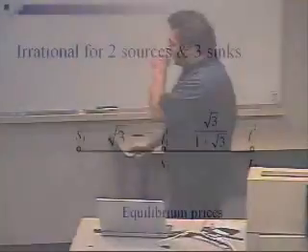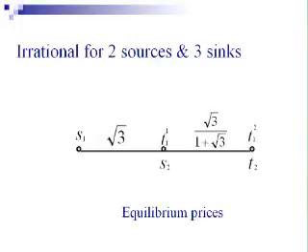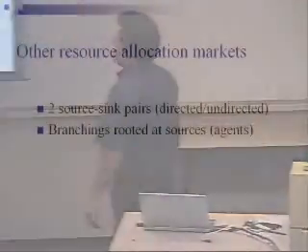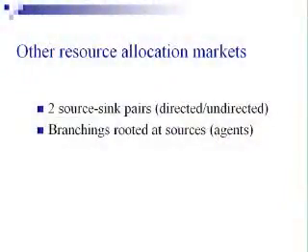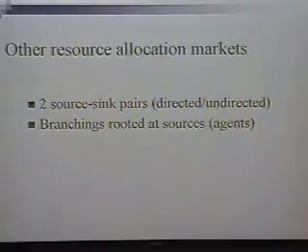So we cannot expect a combinatorial algorithm of the time that I gave earlier for this problem. And as I said, the Max-Flow Min-Cut theorem is at the heart of that algorithm, and there's no such theorem for this kind of a setting. So we look for other settings that have Max-Flow Min-Cut theorems. And here are some other settings to consider. Two source-sink pairs when the graph is either directed or undirected. The branching market rooted at sources.